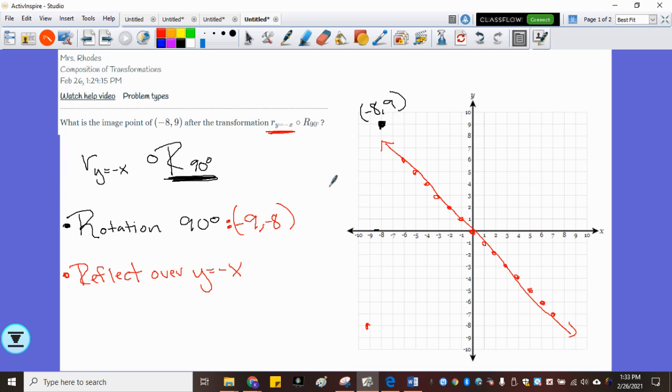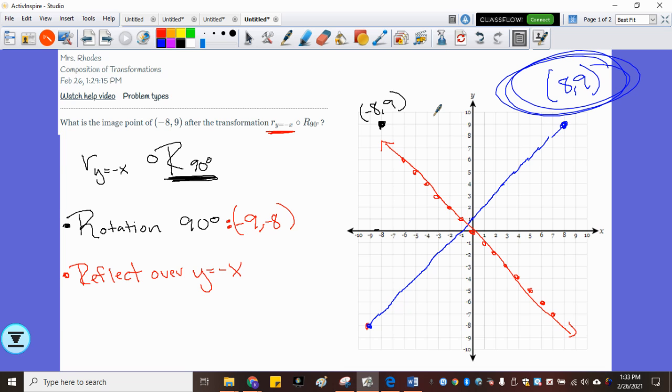And remember, when it's a diagonal, you're counting the diagonals. So 1, 2, 3, 4, 5, 6, 7, 8. And 1, 2, 3, 4, 5, 6, 7, 8. Here's my new point. That is my answer: 8, 9. 8, 9 is taking negative 8, 9, rotating it first 90 degrees, and then reflecting it second.